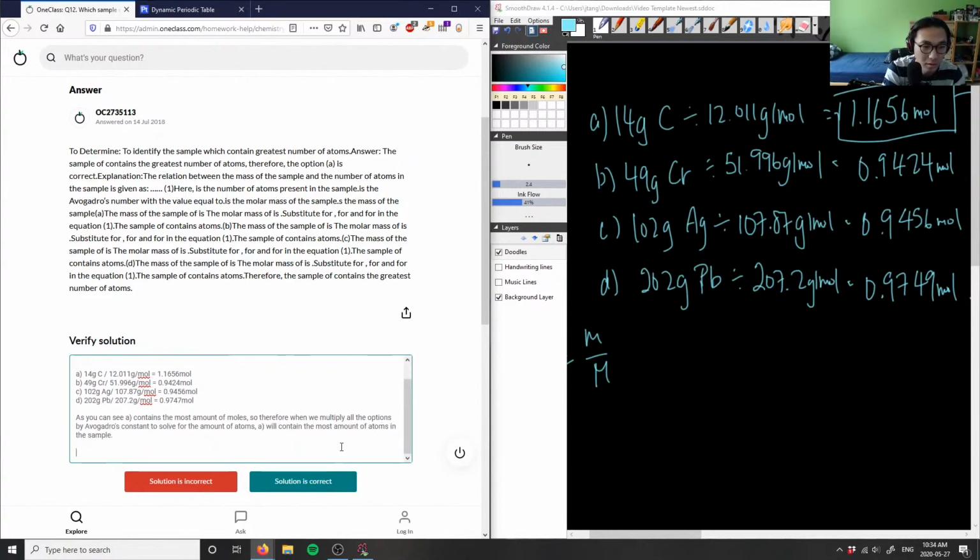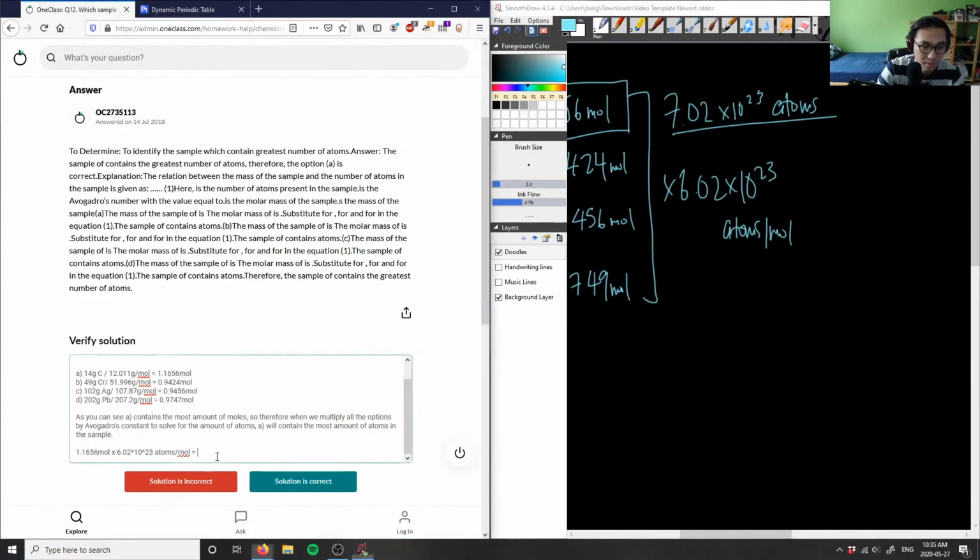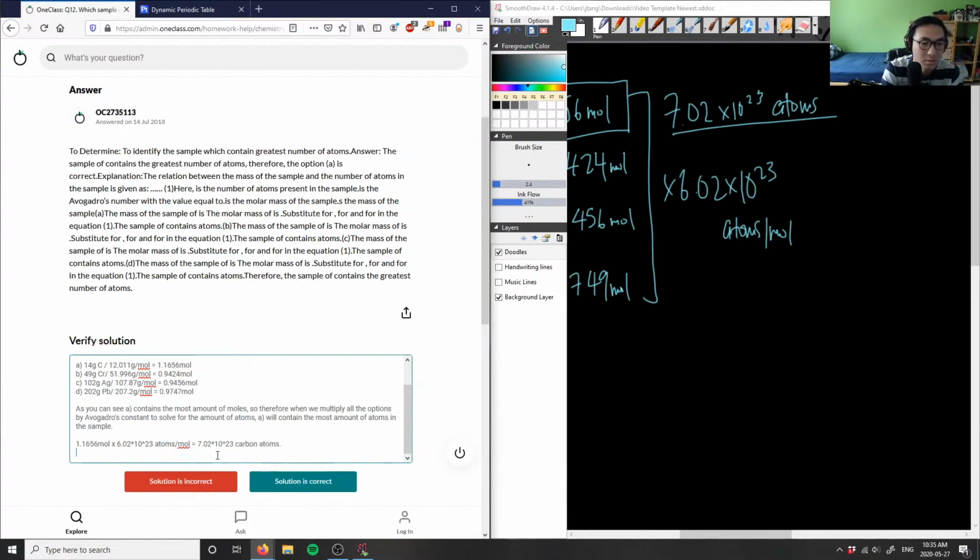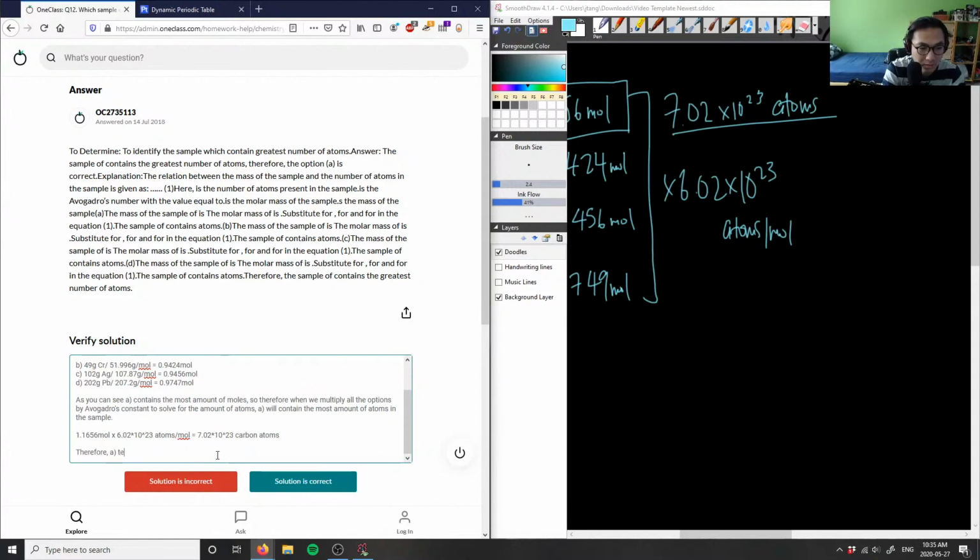Therefore, I'm going to solve specifically for this one here. 1.1656 moles multiplied by 6.02 times 10 to the power of 23 atoms per mole will give us our value of, what did I solve for here? This is 7.02 times 10 to the power of 23 carbon atoms. So therefore, A is the correct solution.